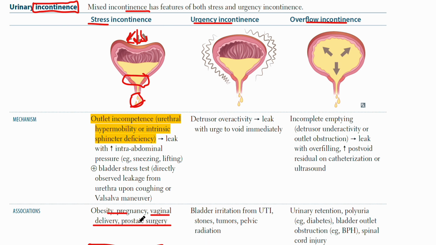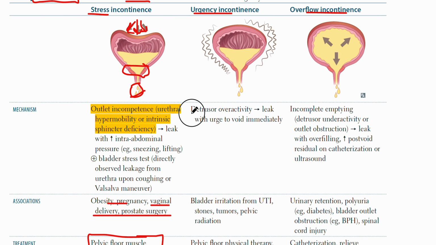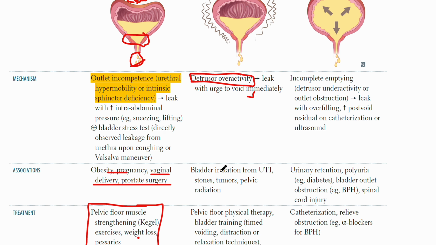So in urgency incontinence, what actually happens is there is detrusor overactivity, that is, leak with urge to void immediately. It doesn't have to be that the bladder is full. It can occur in certain UTI cases, right? So urgency can occur due to hyperactivity of detrusor muscles. So the association is bladder irritation from UTI, as I have talked.